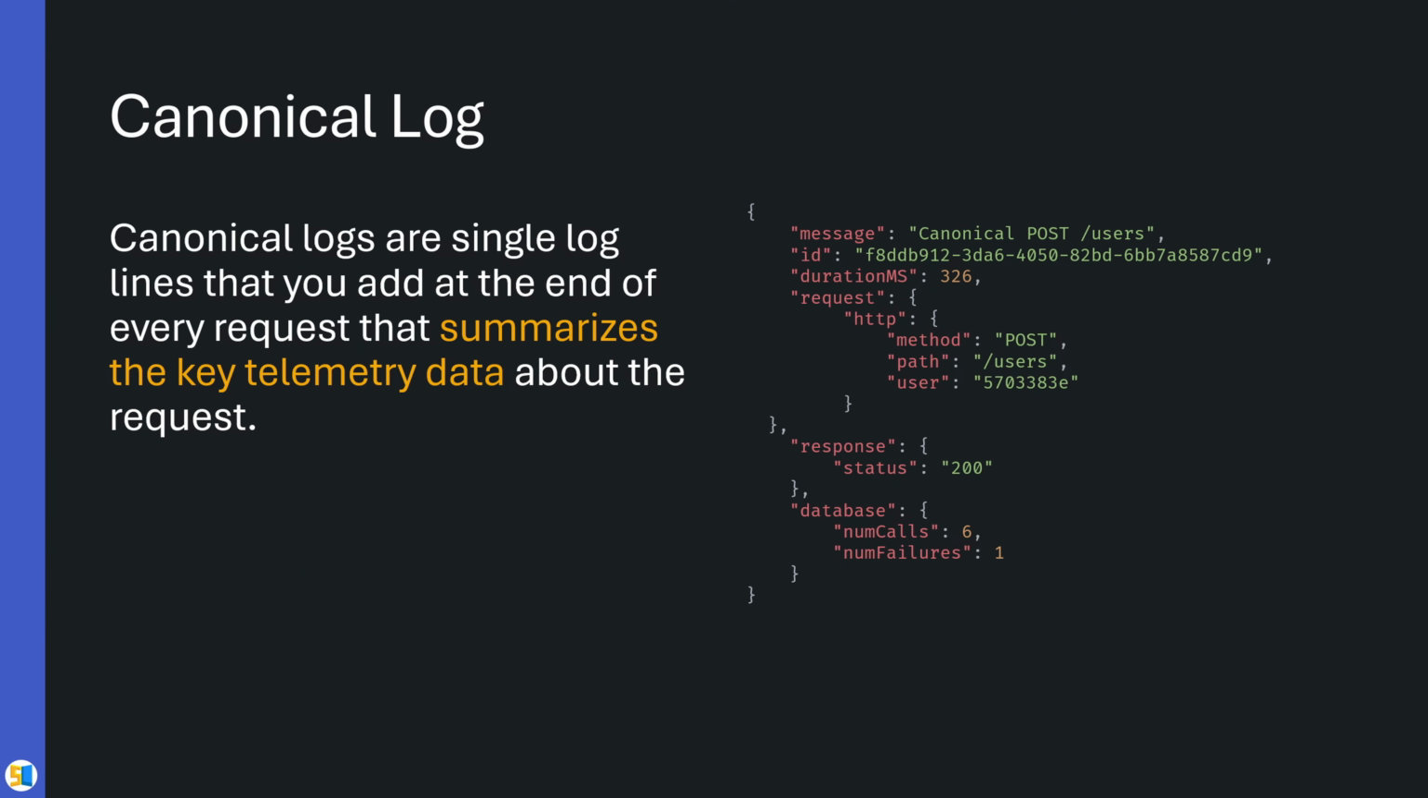If you are not familiar with canonical logs, they are single log lines that you add at the end of every request that summarize the key telemetry data about the request. So for example, on the right, you can see a log message that is added when every request ended to summarize that request. It has the message, the request ID, durations, information about the protocols, the response, and maybe some database operations.